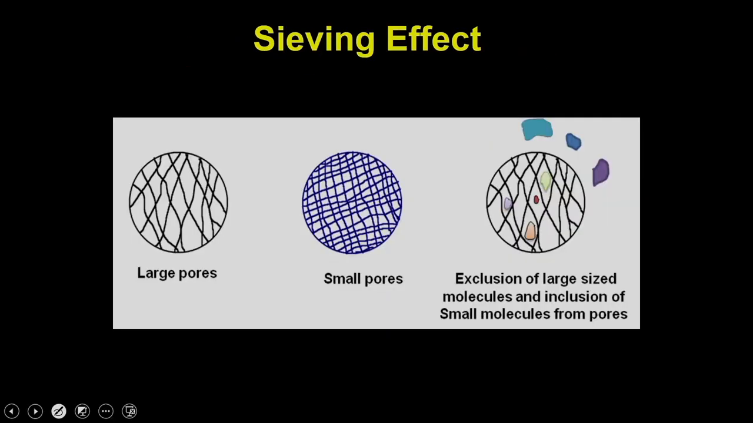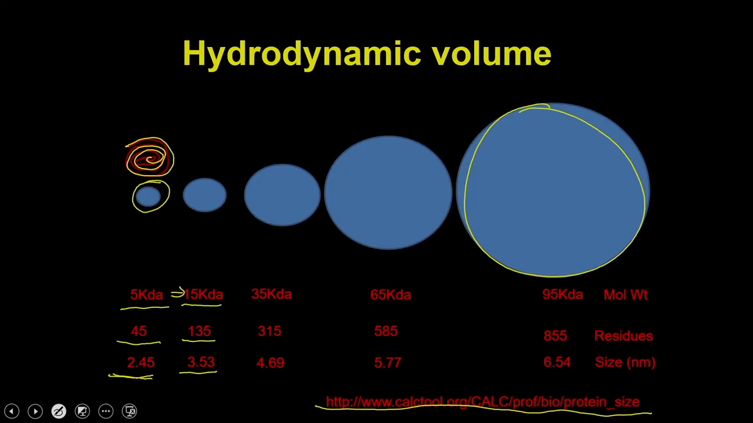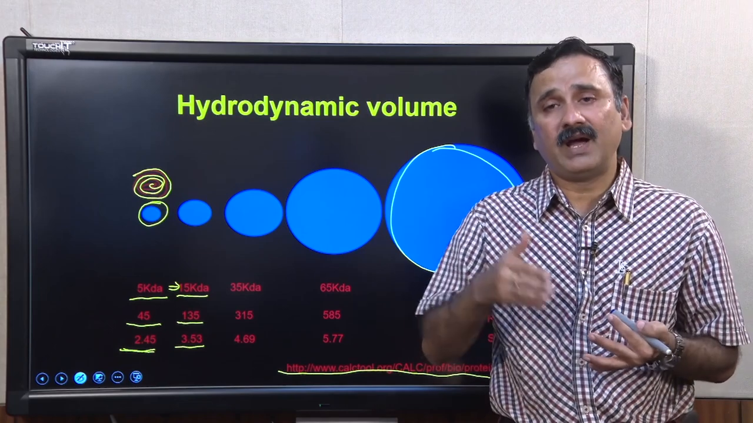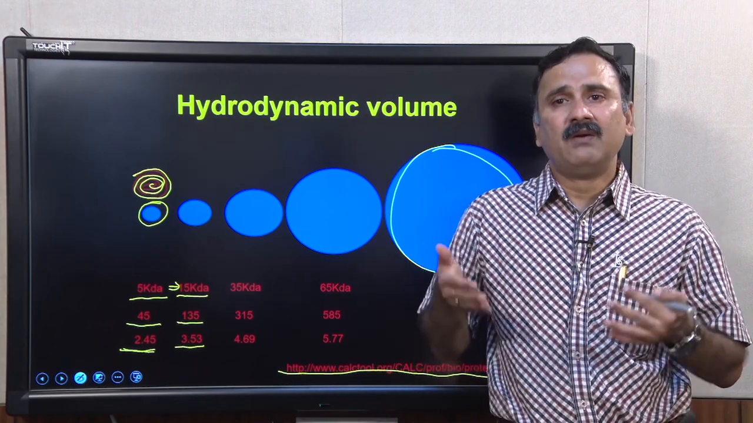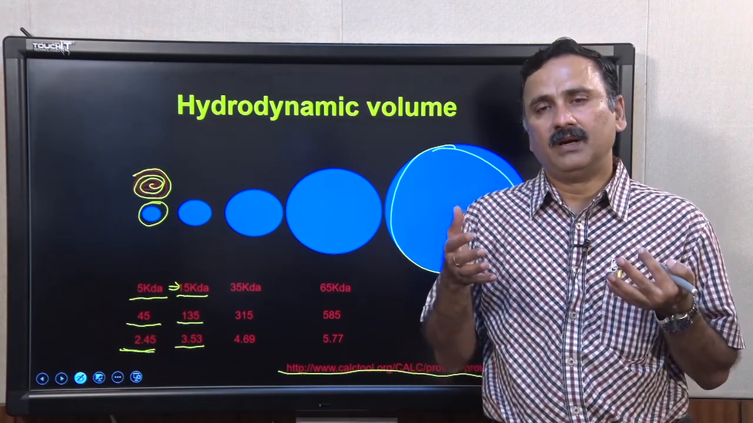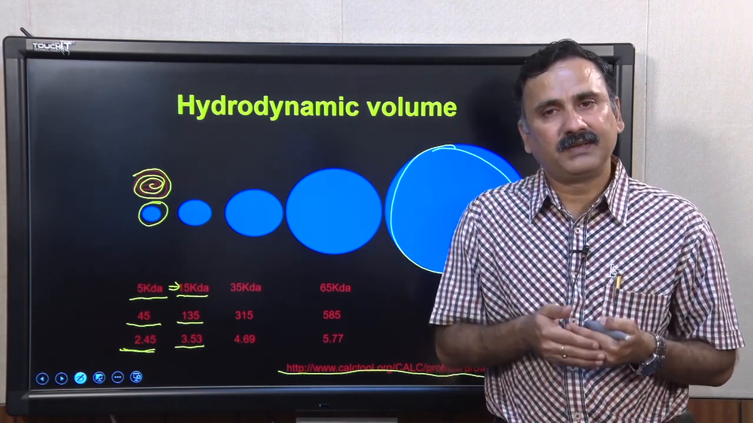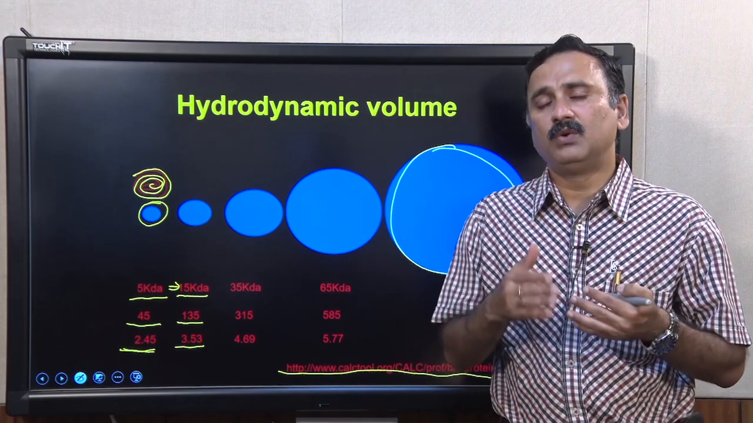So, now how gel filtration chromatography works is, you can imagine that I have beads of different sizes, and if I want to separate them, for example, if you have rice and wheat with you. Rice is small in size and wheat is large in size. So, what are you going to do?